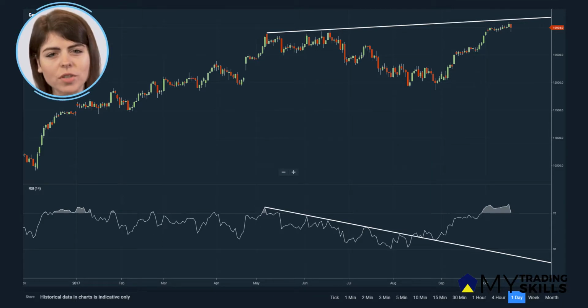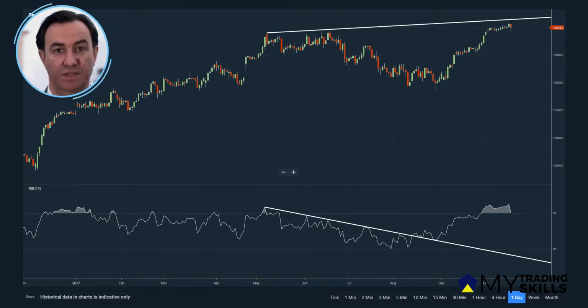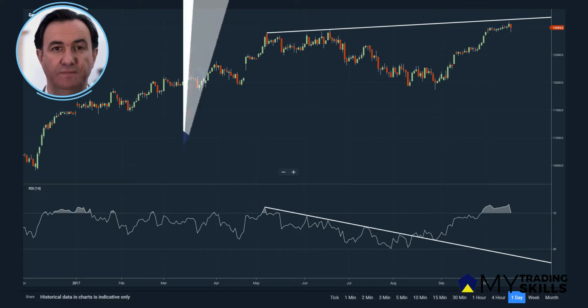Is the same true when the price forms new lows, but the RSI doesn't reciprocate? Are the bears running out of steam? Precisely. That's a bullish sign.